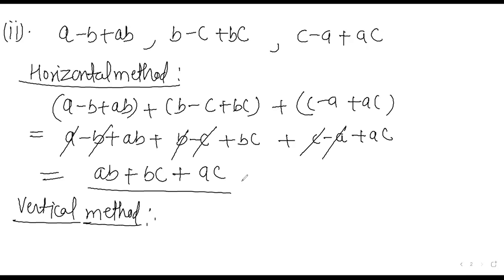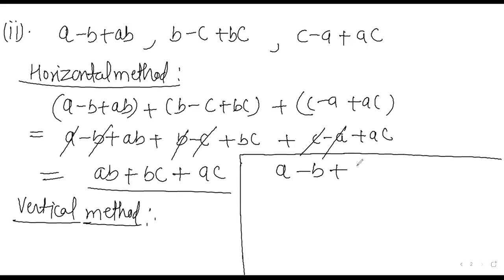Vertical method. This means you need to focus, because you need to write like term below like term. A minus B plus AB, and B is there, positive sign. C is not here, so write it separate. Then plus BC, write this one separate. And C is there. Plus A comes here, and plus AC will be separate.